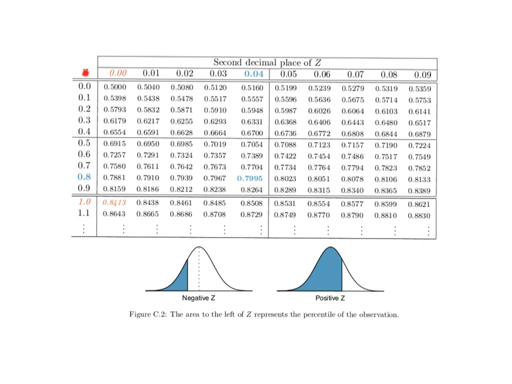And the way you read this is the z-score. So the z-score can be 0, 0.1, 0.2, 0.3, 0.4, 0.5, 0.6, 0.7, 0.8, 0.9, and 1, and then 1.1. And this table only goes up to z equals 1.1. And then we also have this additional column. These columns add the second decimal place. So here we have 0.00, here we have 0.01, 0.02.